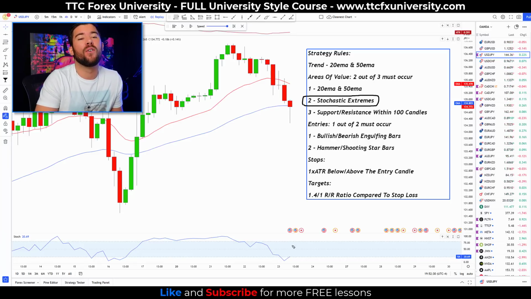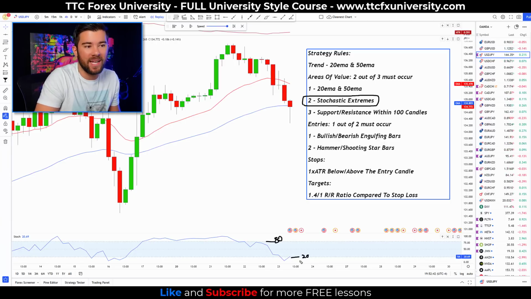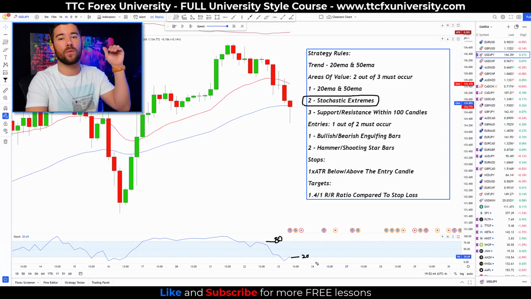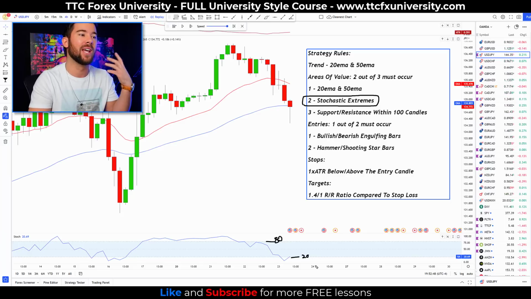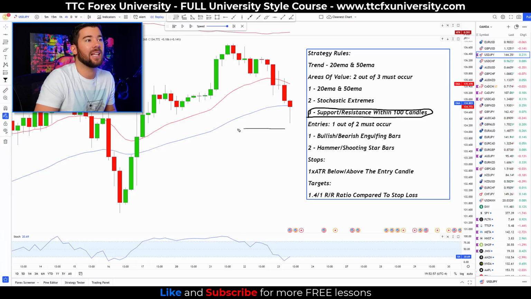An extreme for the stochastic indicator can be seen at the 20 line and at the 80 line. If this blue line is above the 80 line, then we're in an extreme overbought area. If the blue line's below the 20 on the stochastics indicator, we're in oversold territory. We'll be looking for buy trades in oversold and sell trades in overbought. The third area of value that we can look for is support or resistance within 100 candles looking left.